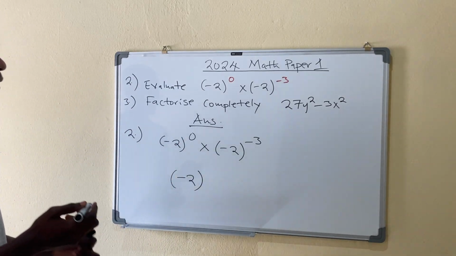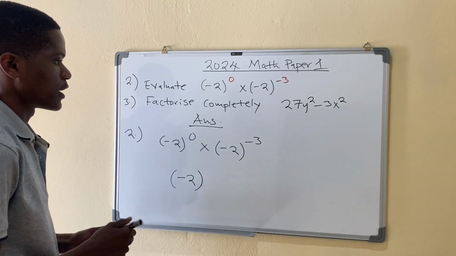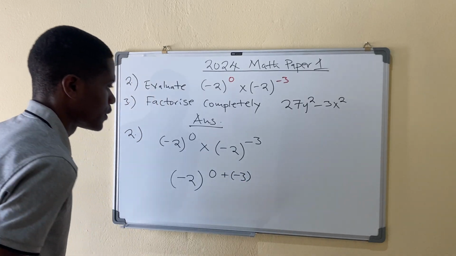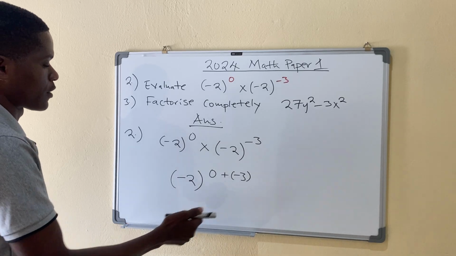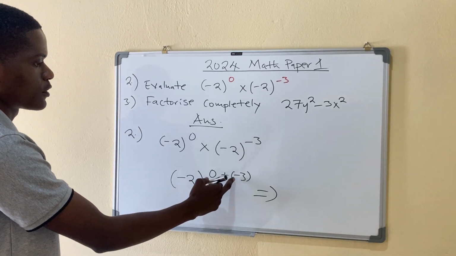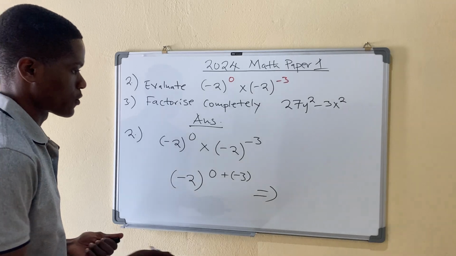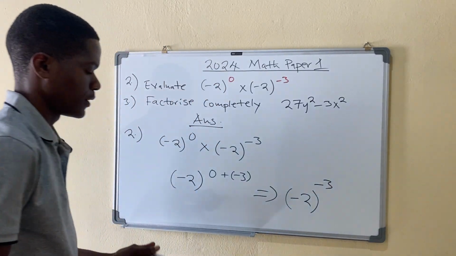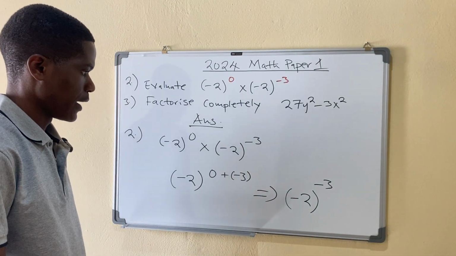Now, when you're multiplying, what do you do? You basically just need to add the powers. So 0 plus -3. 0 plus -3 is the same as 0 minus 3. We understand positive times negative is just going to be negative. 0 minus 3, 0 won't change anything. So we'll just remain with (-2) to the power -3. Now, that is not simplified. How do we simplify it?